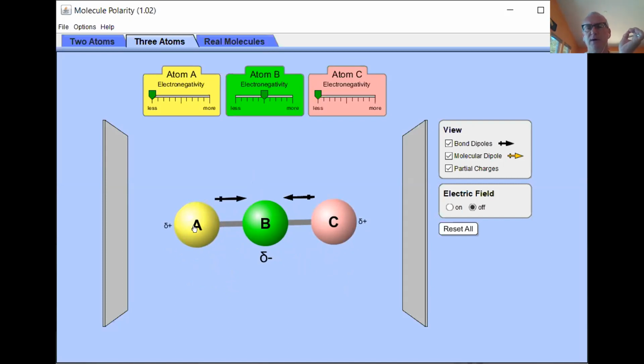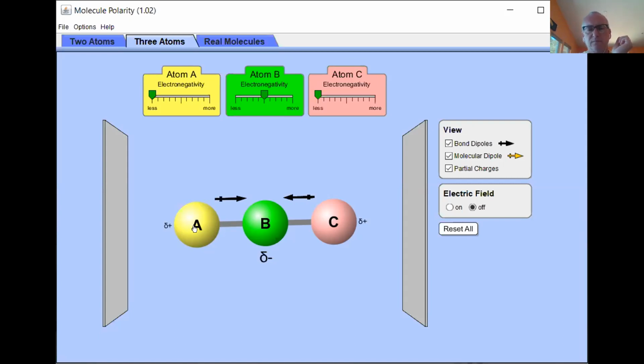Why is the shape so important to the polarity of the molecule? Because you're evenly distributing the charges. Not really. I'm not. I have partial positive charges on A and C and a large partial negative charge on B. So it's not really the charges that's important. I mean, they're important, but there's something else happening.